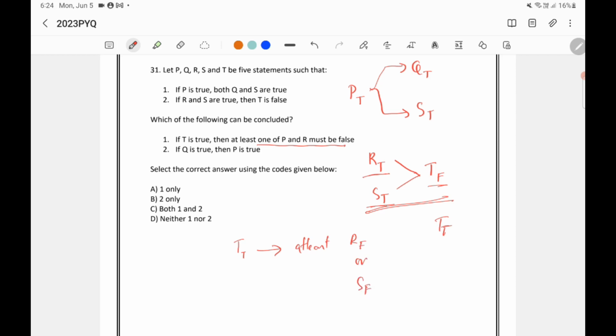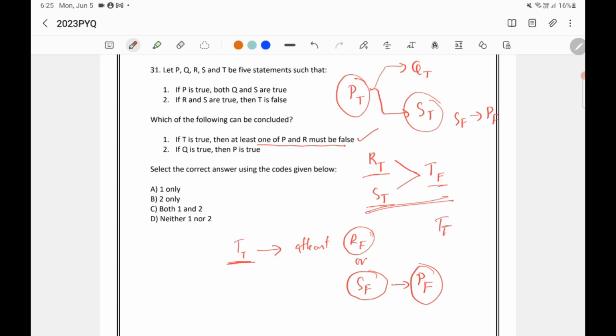Now, as I have already mentioned, it is given that if P is true, then S is true. That means if S is false, P has to be false. So we can say that if T is true, then at least one among R and P is false. So this is actually correct.